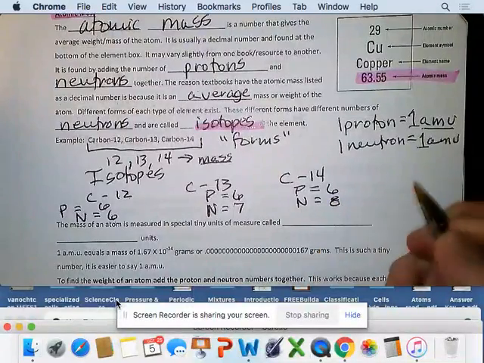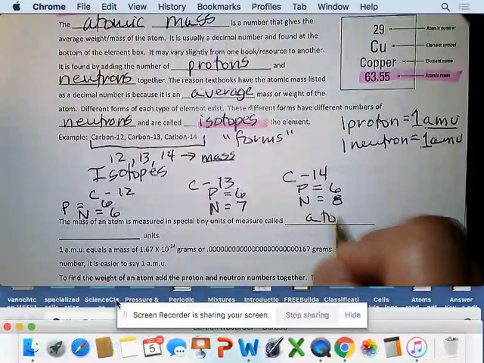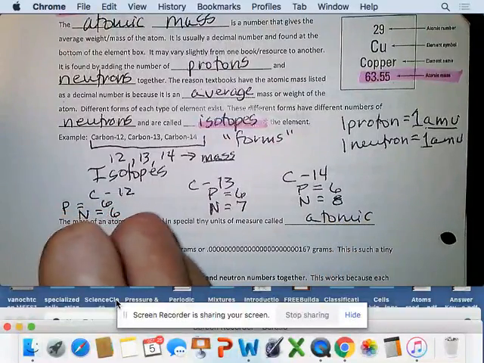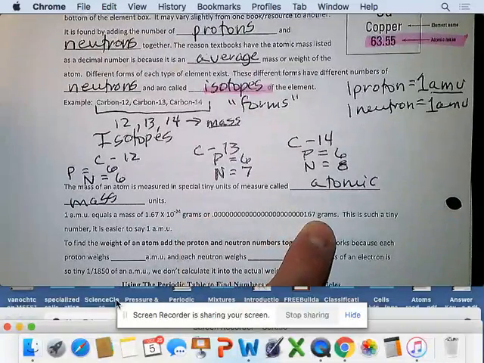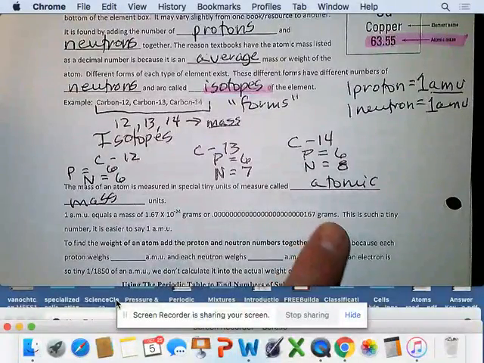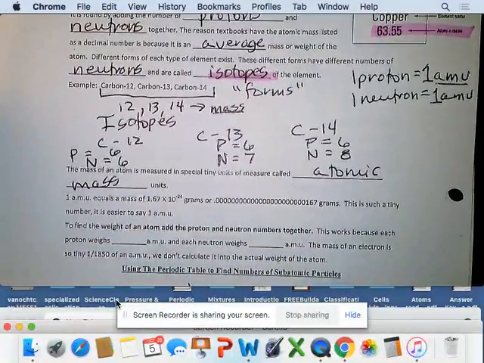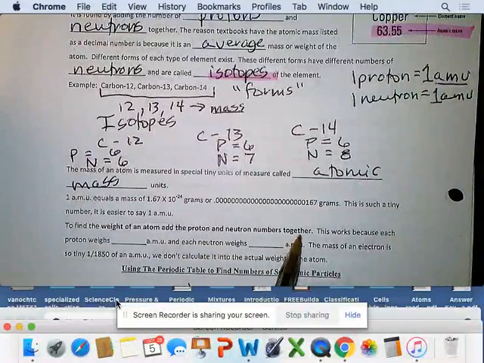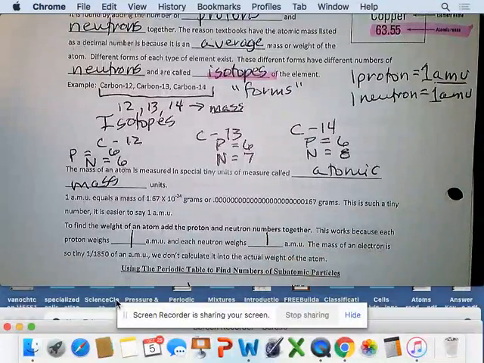8. Good. Okay? So the mass of an atom is measured in special tiny units called atomic mass units. And just as I said before, it's such a small amount in terms of grams that we've come up with our own specialized units for measuring how much an atom weighs. This is such a tiny number, it's easier to say AMU. To find the weight of an atom, add the proton and neutron numbers together. This works because each proton weighs 1 and each neutron weighs 1. The mass of an electron is so tiny, we don't calculate it into the actual weight.